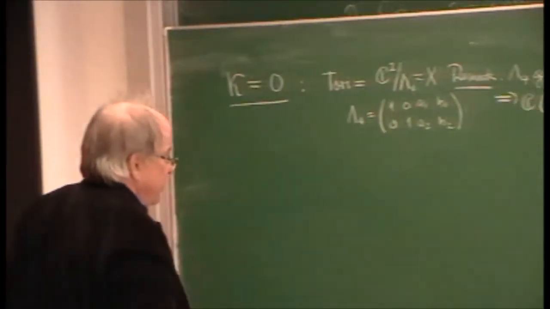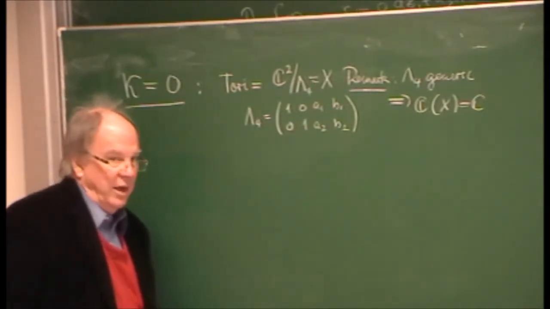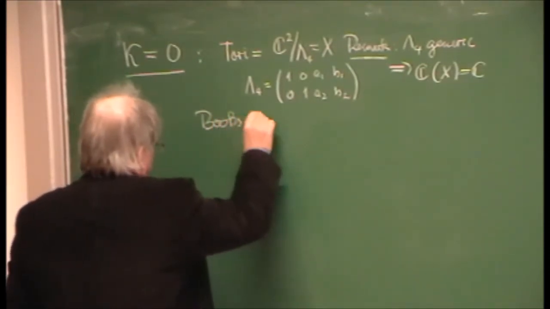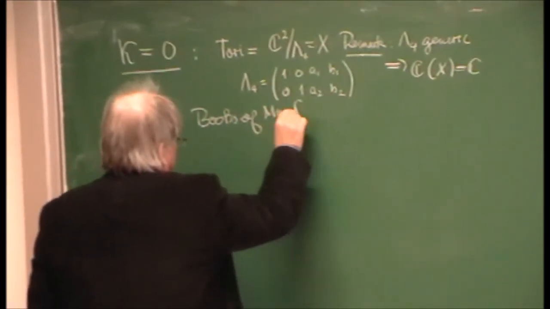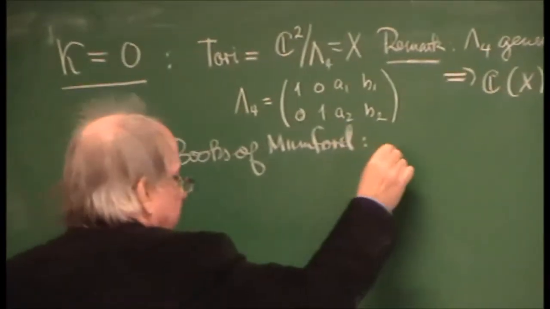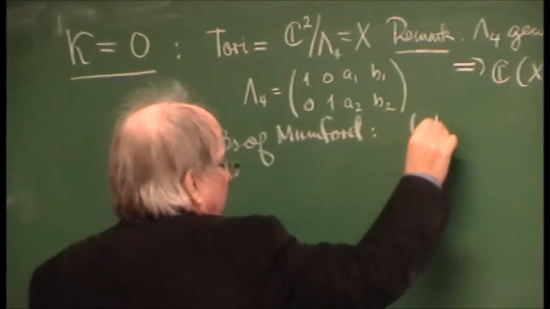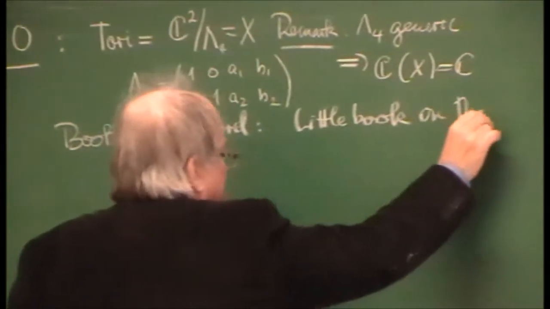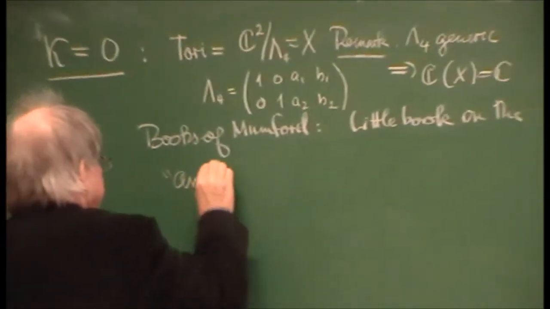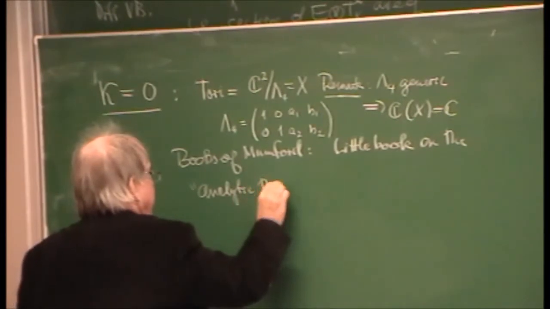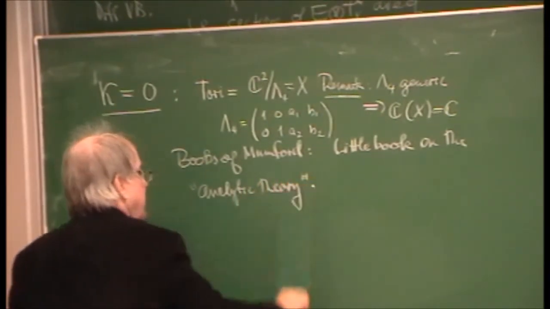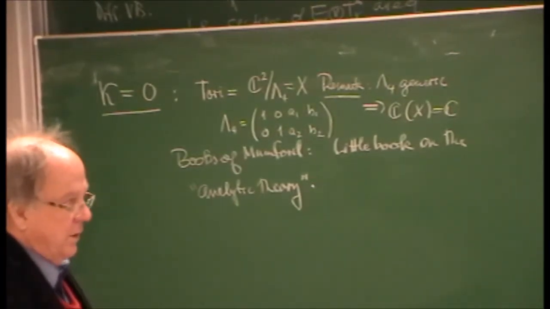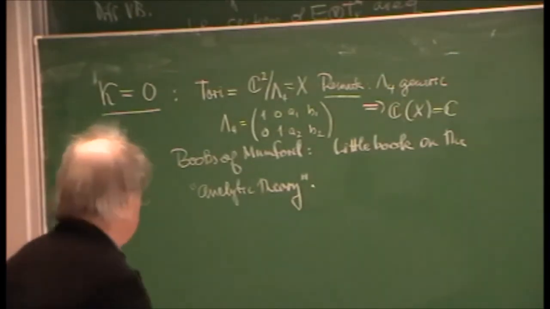Okay. So if you're interested in this subject as I am, I highly recommend you read the books of Mumford, including his simple little book on the so-called analytic theory. Every student must read this. What's the name of the book? Tata Lecture Notes on Abelian Varieties, something like this.